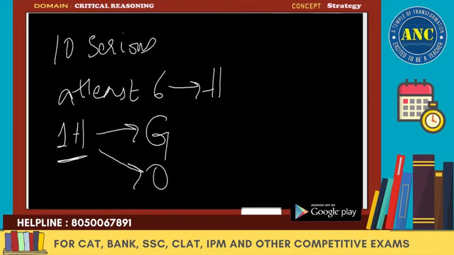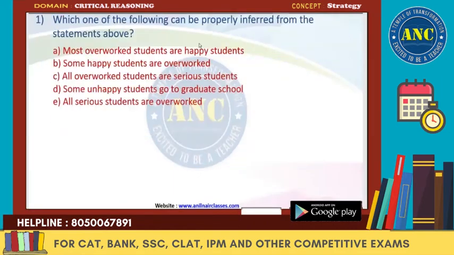Right? That means, what are we trying to say? That some happy students are overworked. Let's go back to the options. We have, right, that will be option B. Some happy students are overworked.